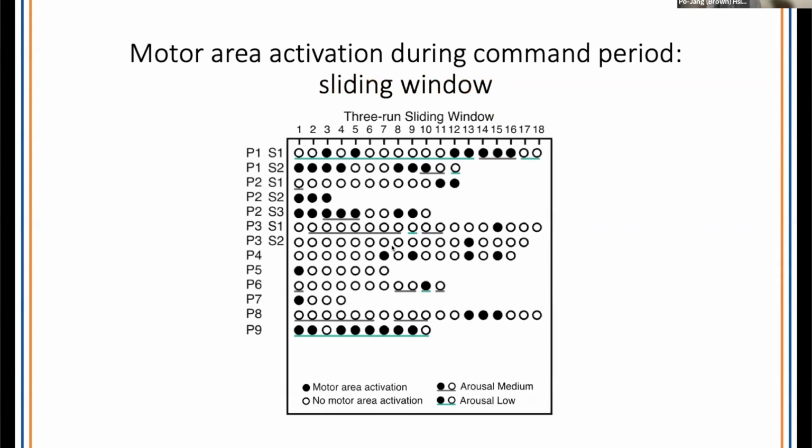Okay, and here's another way to show the same data. The black shows that there's an activation in the corresponding motor areas. And once again, you can see that there's a fluctuation of on and off in the motor area.